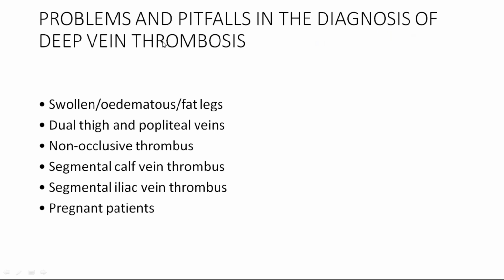Problems and pitfalls in the diagnosis of deep vein thrombosis are swollen, edematous, fat legs, where assessment through ultrasound is difficult, duplicated thigh and popliteal veins, and non-occlusive thrombus, where the thrombus is very small. We can see compressibility, augmentation, and everything as in a normal vein. Segmental calf vein thrombus and segmental iliac vein thrombus are difficult to assess, as are pregnant patients.